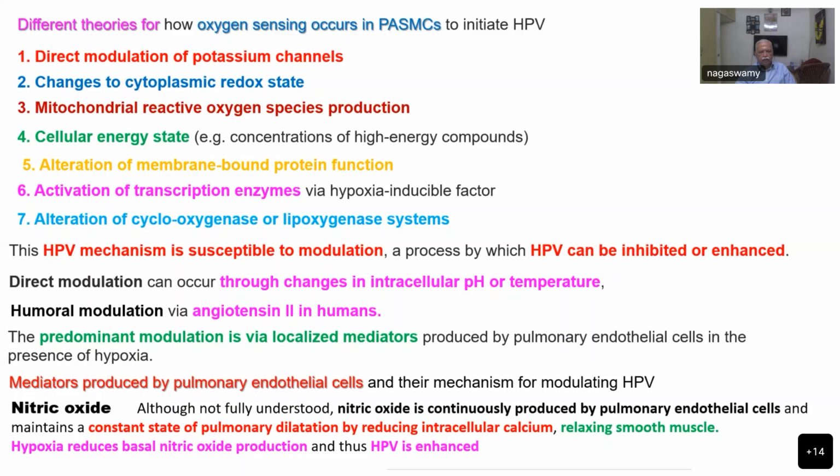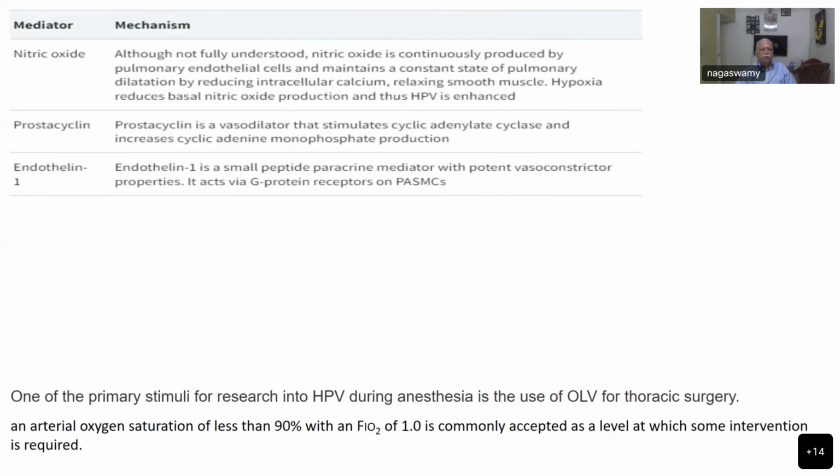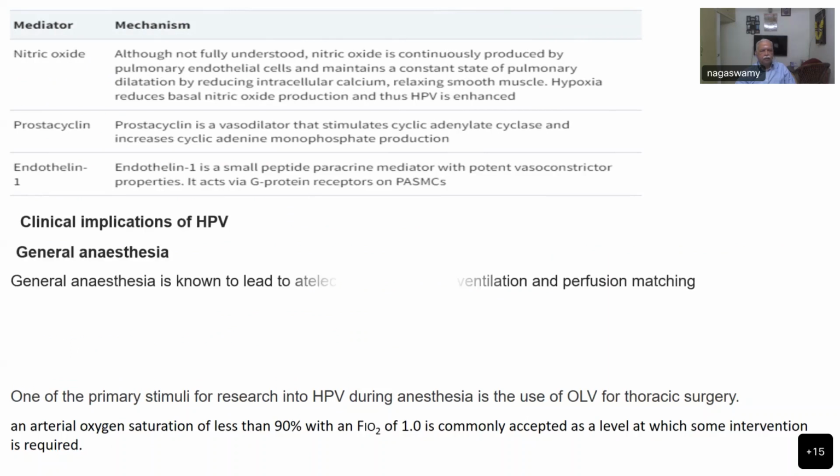But hypoxia reduces basal nitric oxide production, and thus it causes vascular smooth muscle constriction and reduces the blood flow. The other mediators are prostacyclin and endothelin. All three are produced by the endothelial cells.